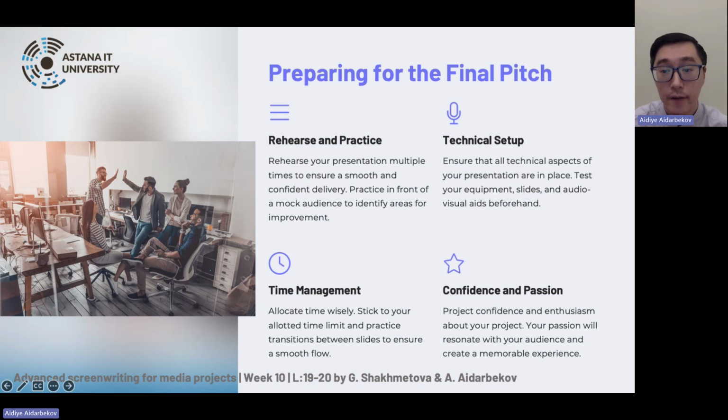The next one is confidence and passion. Project confidence and enthusiasm about your project; you need to show it to your investors and your producers. Only then will they believe you. Your passion will resonate with your audience and create a memorable experience. So a good project is a passionate project.